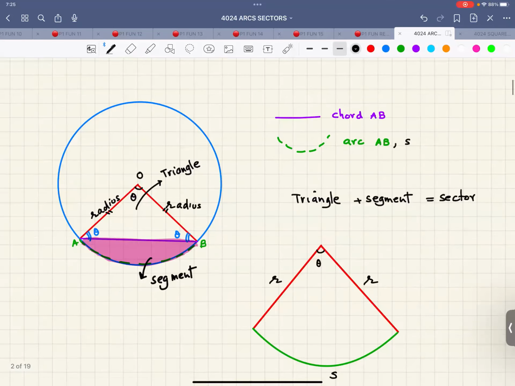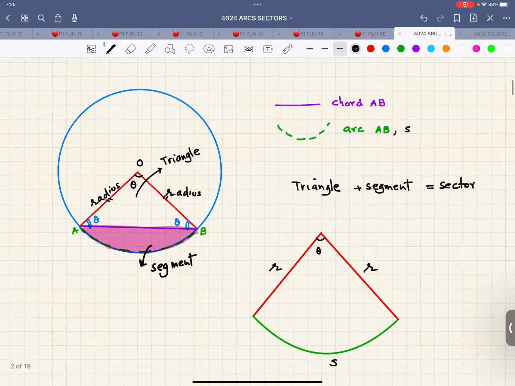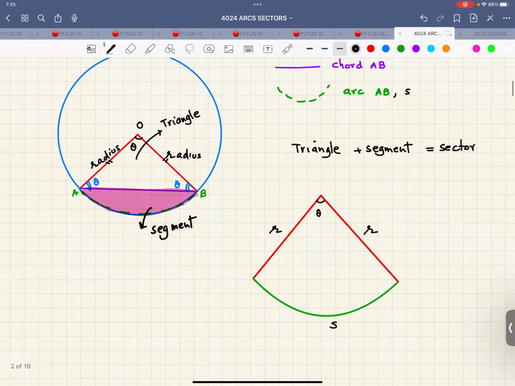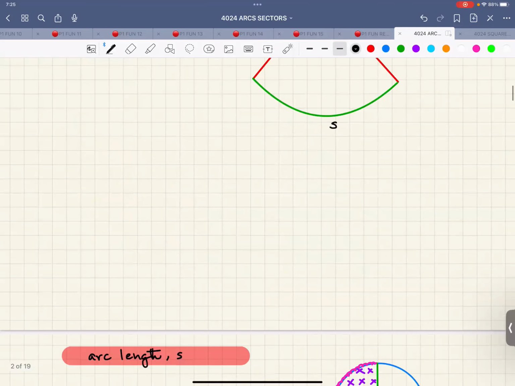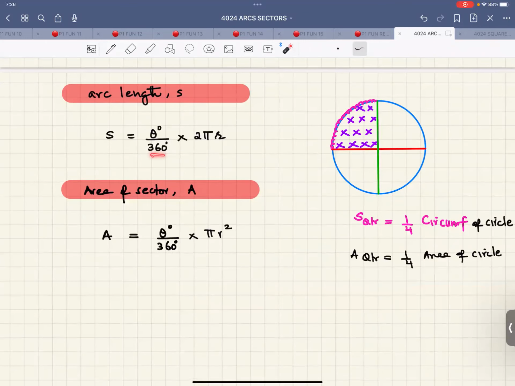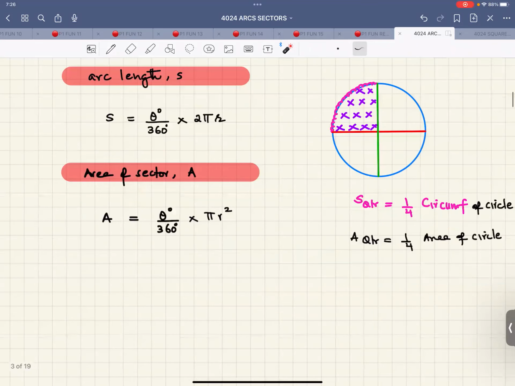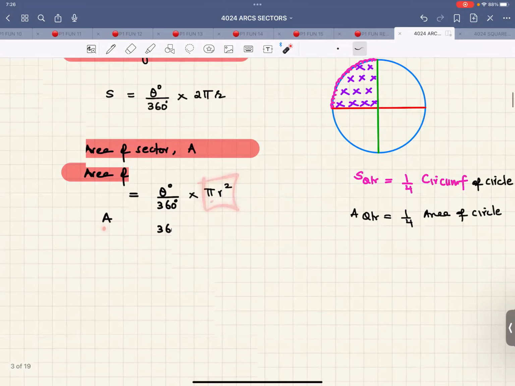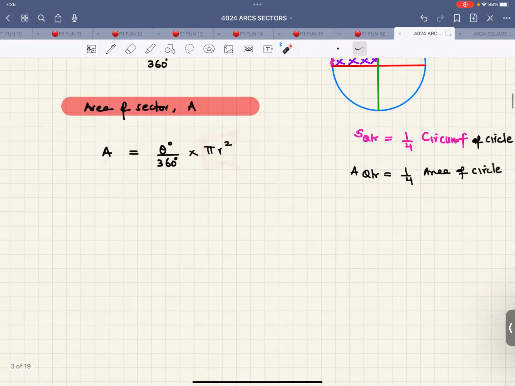And then we talked about chord and arc and sector and all these things. And then we talked about how these formulas came into being. It's basically the ratio of the angle with respect to 360. Multiply it with circumference, you get the arc length. Multiply it with the area of the circle, you get the area of the sector. And then a basic trigonometry review.